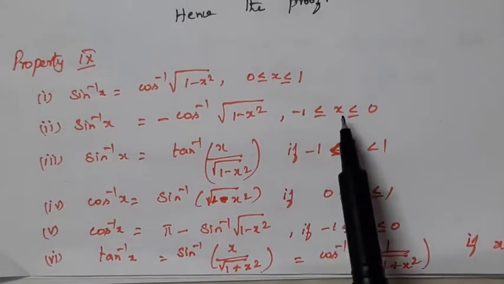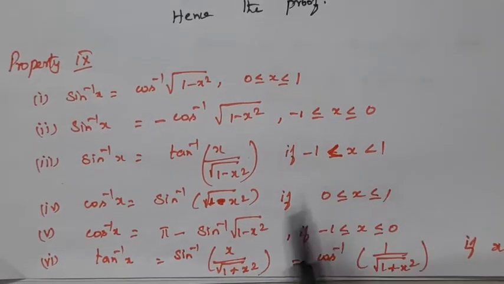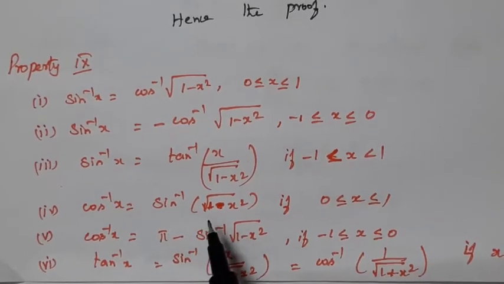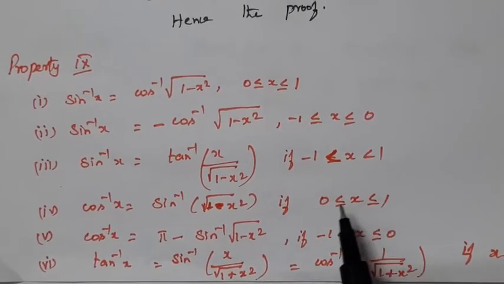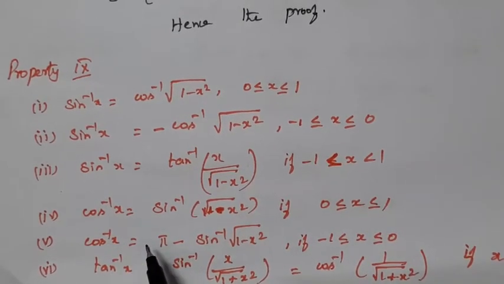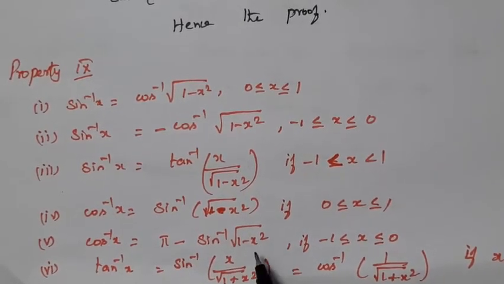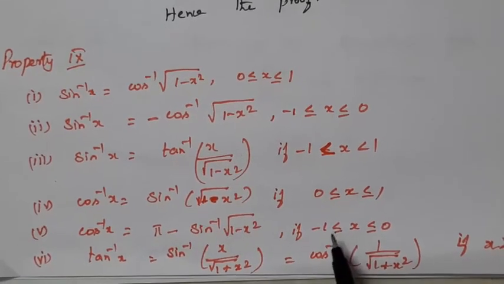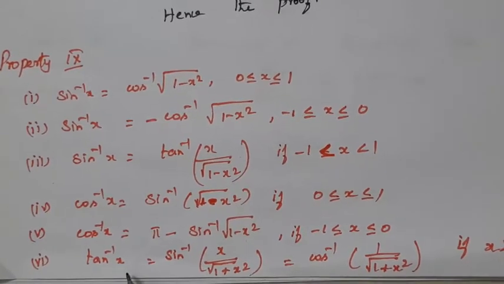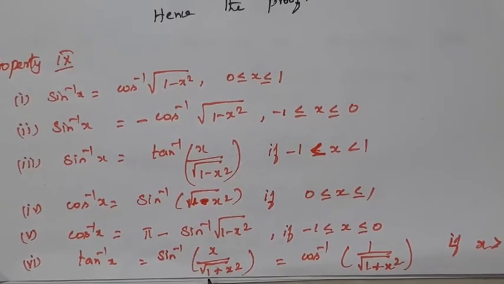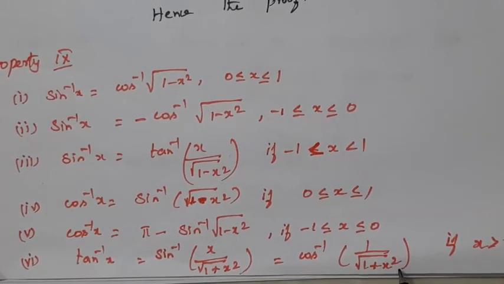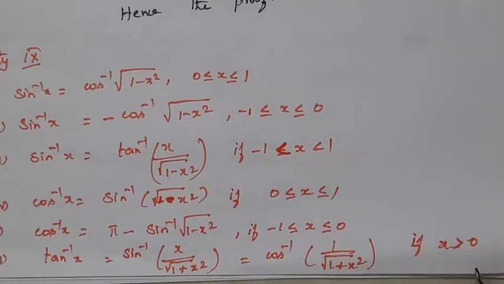There it was a closed interval, and here it lies in the open interval, right. Then the fourth identity is cos inverse of x is equal to sin inverse of root of 1 minus x squared, where x belongs to the closed interval 0 to 1. And also cos inverse of x is equal to pi minus sin inverse of root of 1 minus x squared if x belongs to the closed interval minus 1 comma 0. And tan inverse of x is equal to sin inverse of x by root of 1 plus x squared or cos inverse of 1 by root of 1 plus x squared, provided x is greater than or equal to 0.